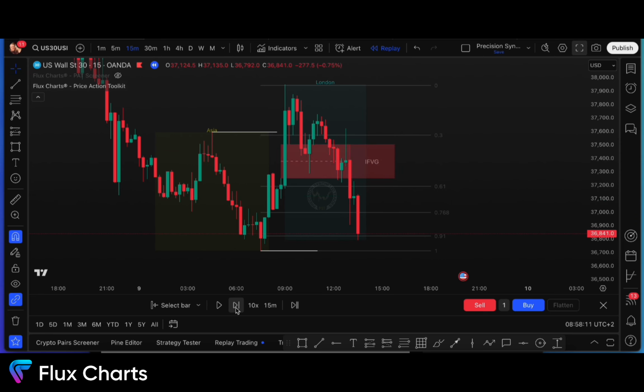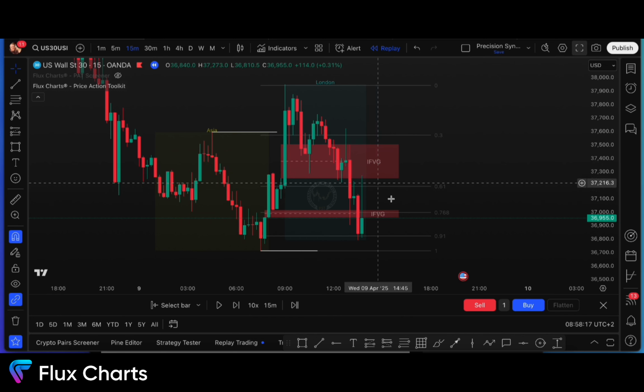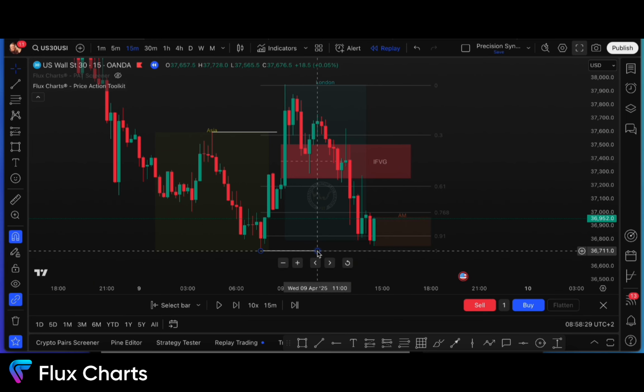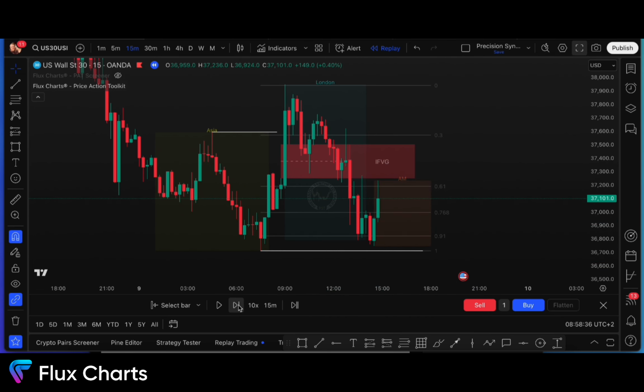We created a bearish one. We're not looking for a bearish one because we need this buy. So we're currently in the 91 level. If price is going to take out this low, then we know price wants to move downwards. New York session has just started.